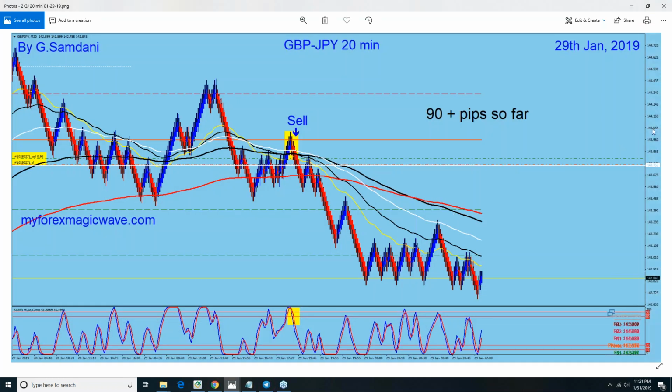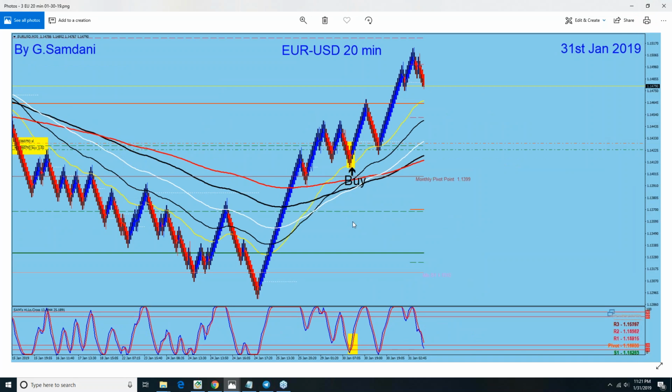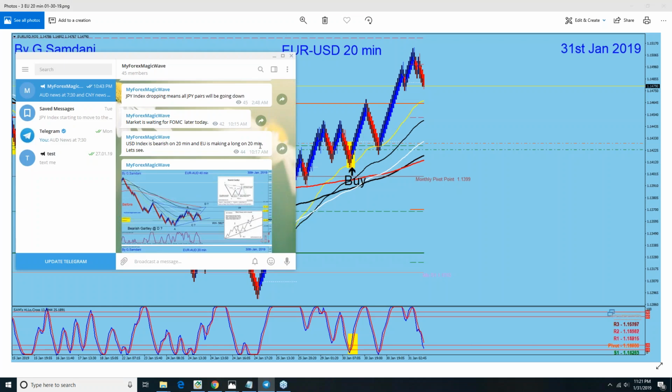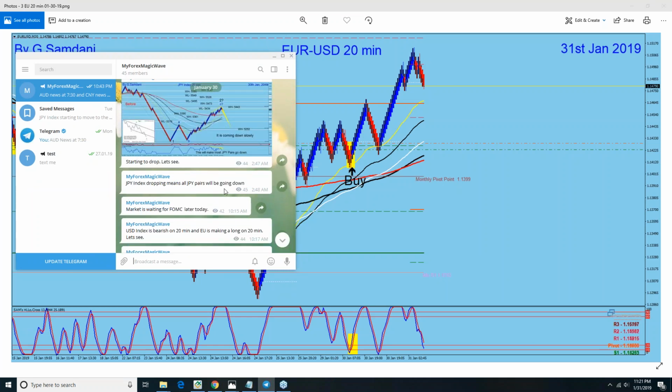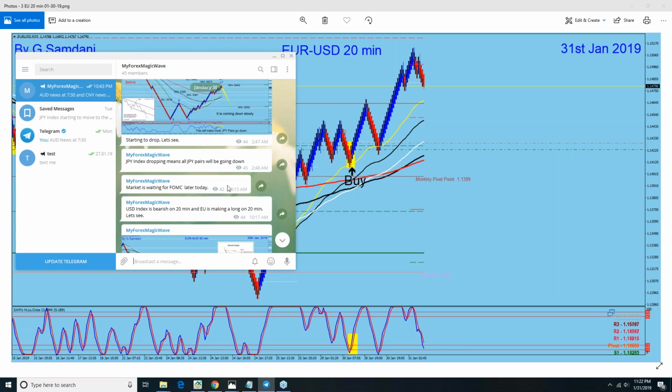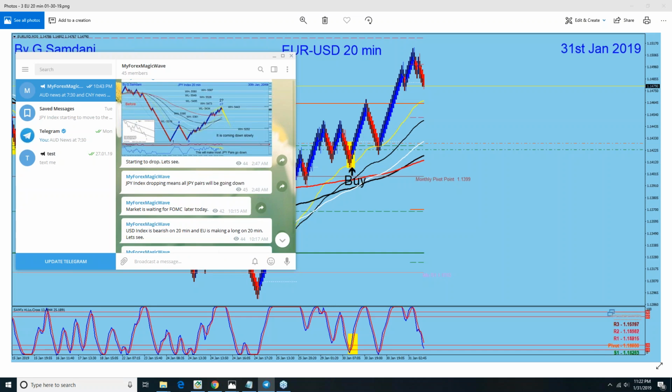That was this one. You see, EUR-USD. It was making a setup. I posted there that it's making a long setup, and I myself took it, and it went up. Similarly, here you see the yen index dropping, which means all yen pairs are going to go down. So I took USD yen short, and earlier I took pound yen, and right now I have another entry in pound yen going down.